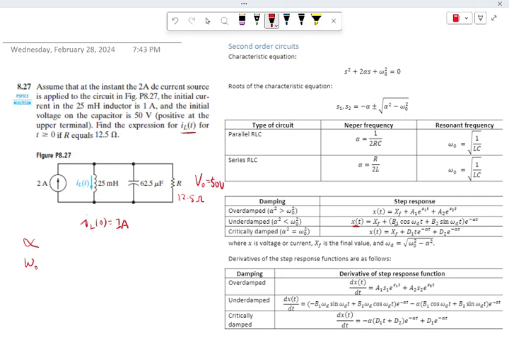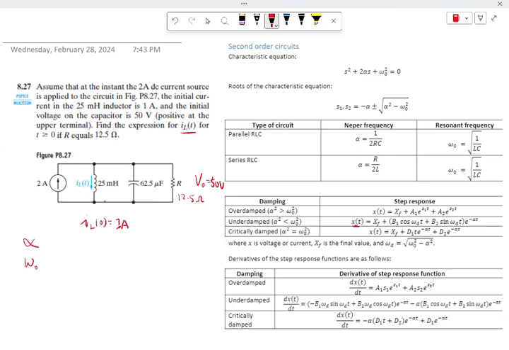But there are some parameters you don't know, like B1 and B2. So you want to use the initial conditions for this one, and you also want to use this one. So two equations for these two unknowns can be solved, and then you're going to plug everything into this one. All right, so that's the whole process. Let's do it step by step.